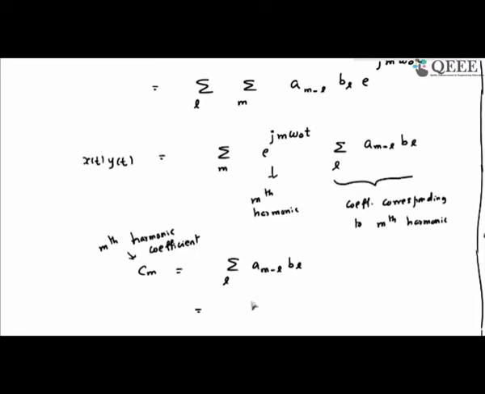So this is nothing but a m convolved with b m. This is the convolution sum, the convolution in the discrete time domain. So we find that to get the coefficients of the product of two signals, you have to take the Fourier coefficients of each signal and convolve those Fourier series coefficients with each other. That is how you get the product. So this is again the multiplication property, an important property.